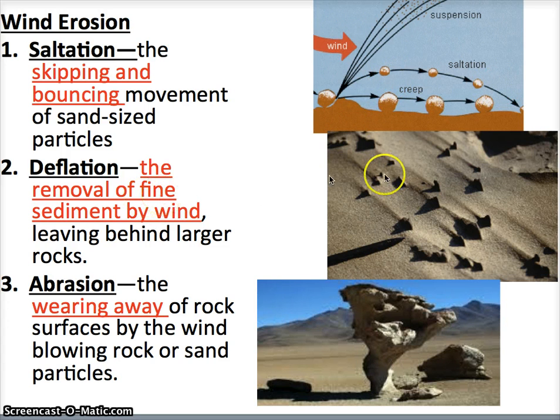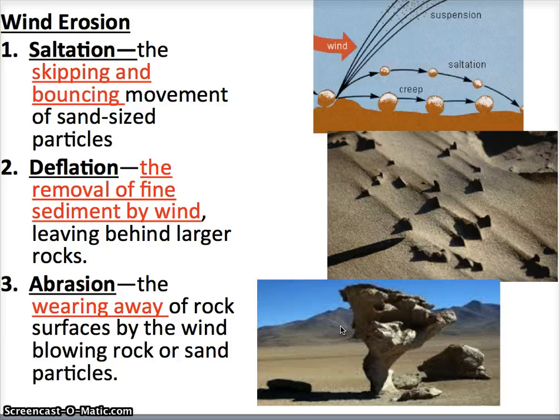Deflation is when really fine pieces of sediment get removed, leaving behind larger rocks. So this picture shows deflation. You can see there's lots of large pieces of rocks left behind, and the wind is blowing the really fine pieces of sand to another location. And lastly, abrasion is the wearing away of rock surfaces by the wind blowing rock or sand particles on the rock. So the wind will blow little sand particles on this rock and actually remove some of the rock and transport it to another location.